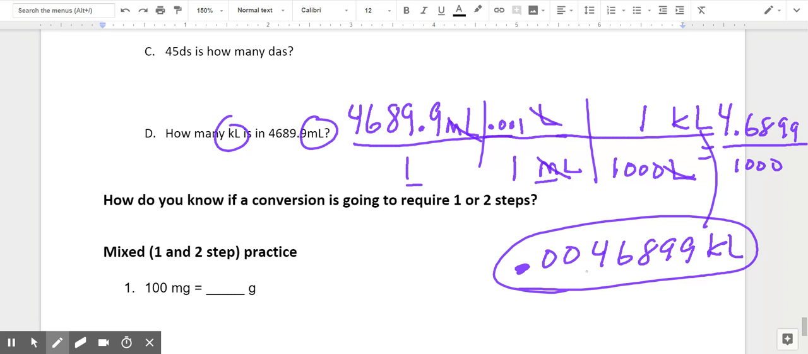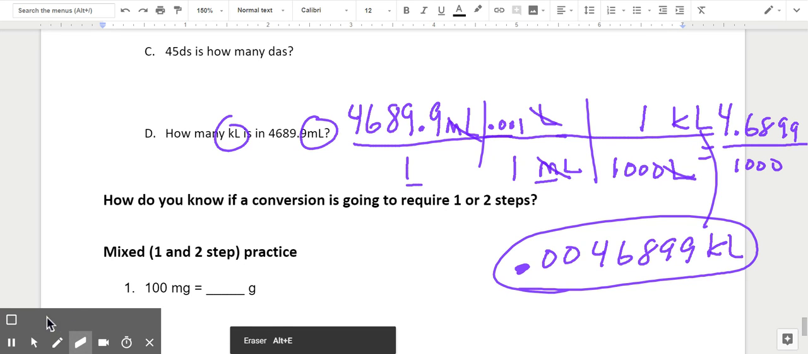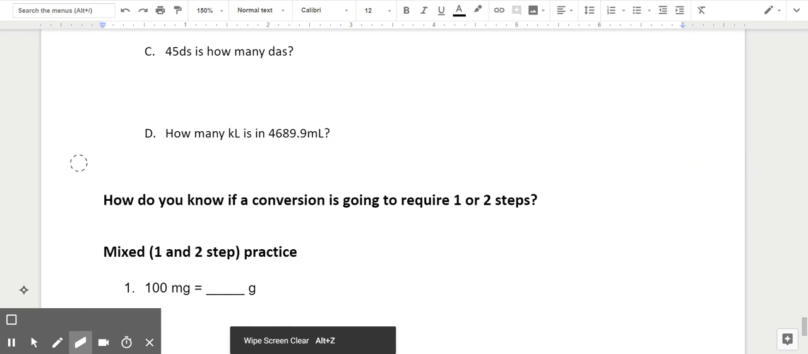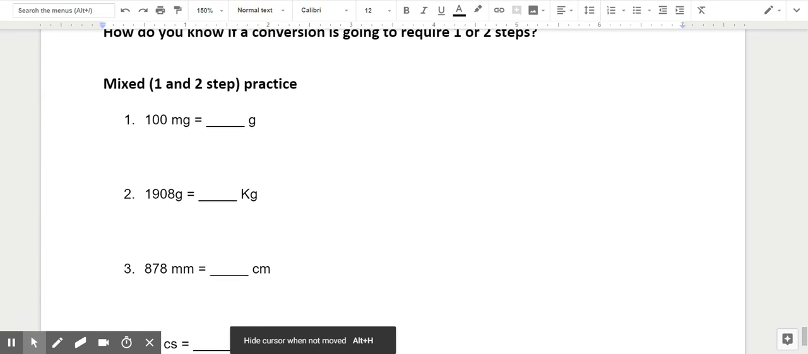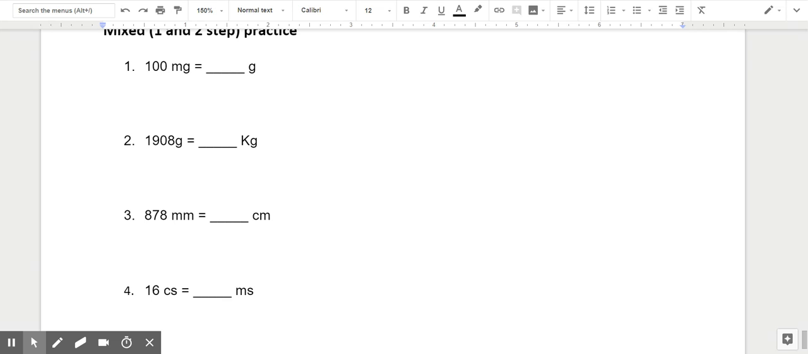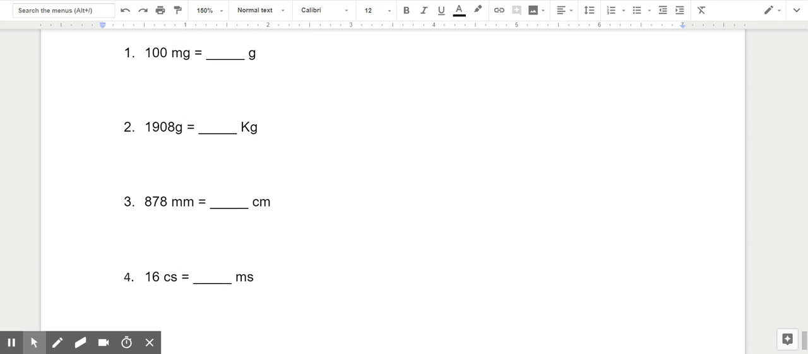Okay, so now please do the remaining problems. We're going to scroll down. So do these 4 and then bring your papers to me to have them checked.